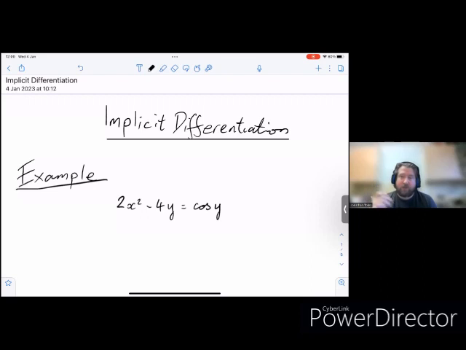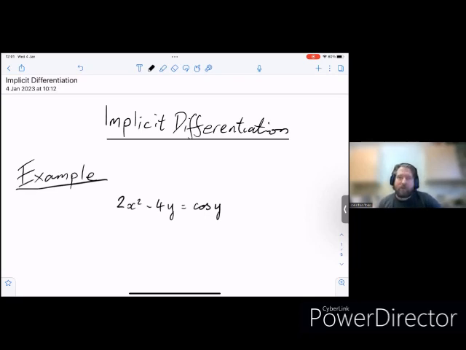So you can recognize a question that needs to be approached using implicit differentiation when the equation that you're differentiating is not written as y equals some function of x. It's like the example written here, there are x's and y's on both sides of the equal sign. This has to be approached using a method called implicit differentiation.